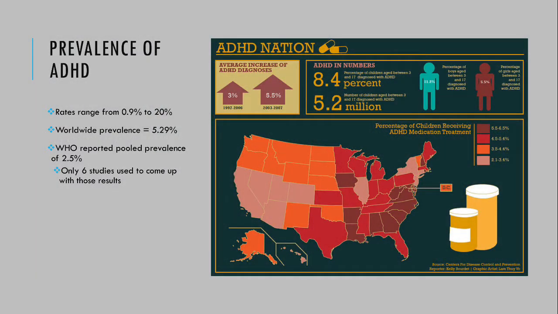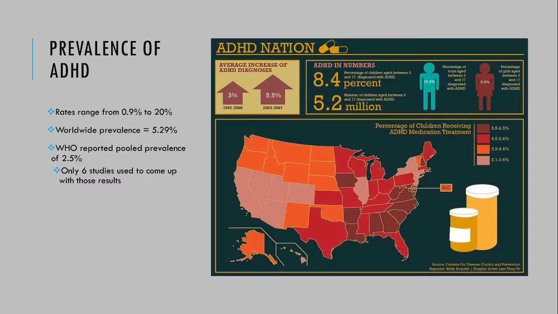So the prevalence of ADHD varies by a lot. The rates have ranged all the way from 0.9% to 20%. One study said that the worldwide prevalence was 5.29%. On the other hand, the World Health Organization reported a pooled prevalence of 2.5%. But this was only based on 6 studies, so this could be why it differs by a lot.